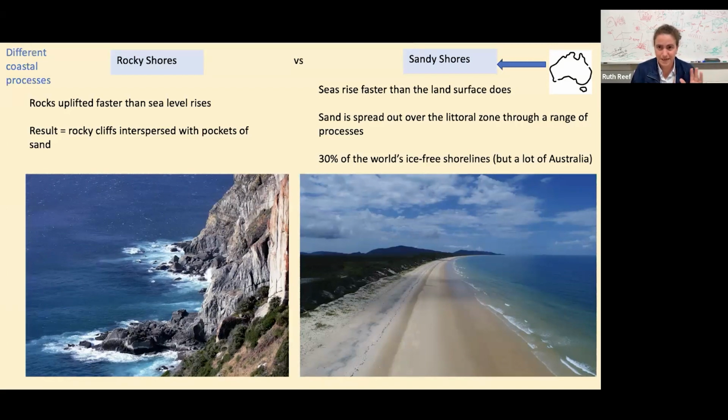They also get impacted by sea level rise. You can imagine waves hitting this cliff a million times in a week, and vibrating it. So that erodes as well. But we're going to talk about sandy shores because they cover 30% of the ice-free shorelines of the world, and they cover almost entirely the Australian coastline.